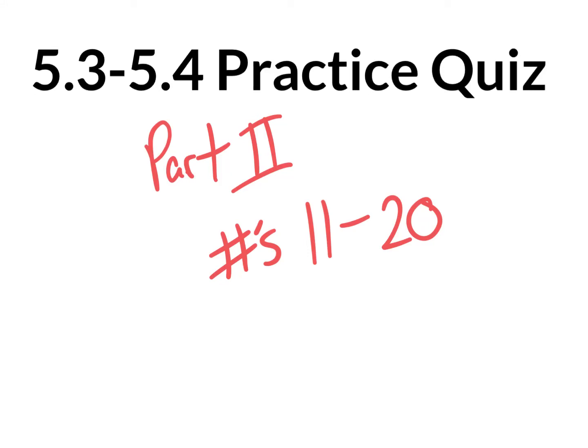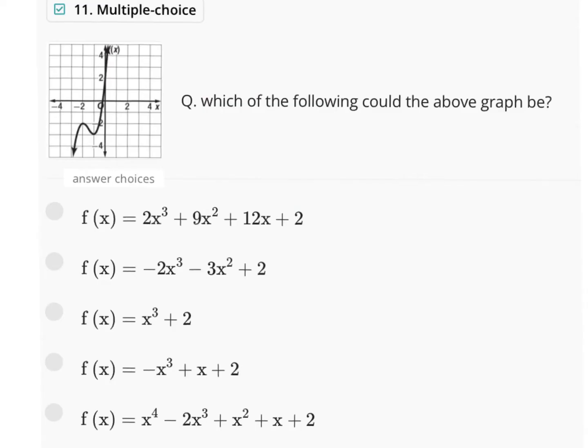Okie doke, guys. This is part 2, questions 11 through 20 on practice quiz 5.3, 5.4. Let's jump to number 11. Number 11 says, which of the following could the above graph be?